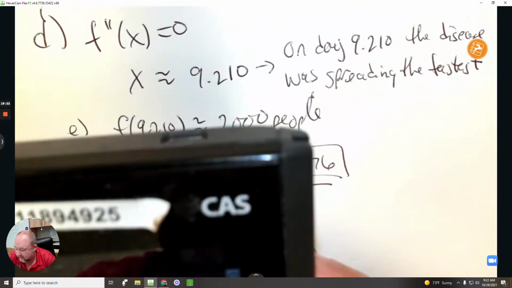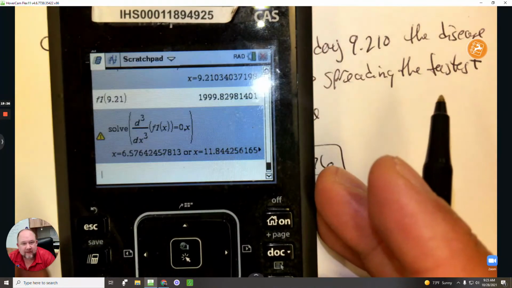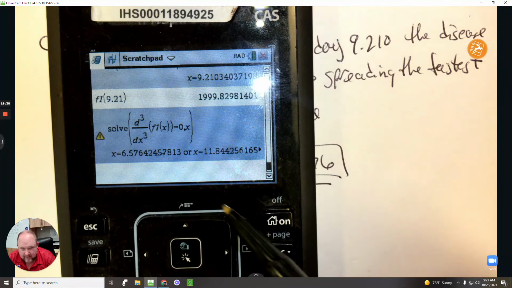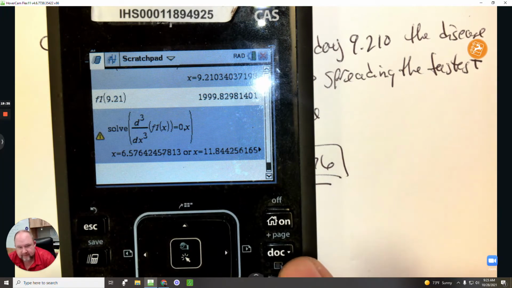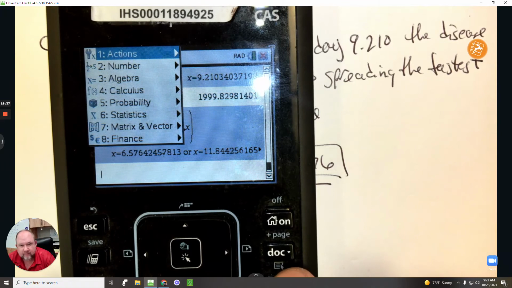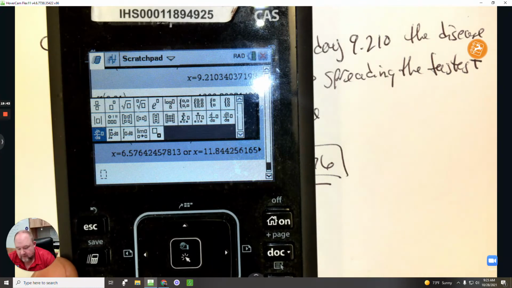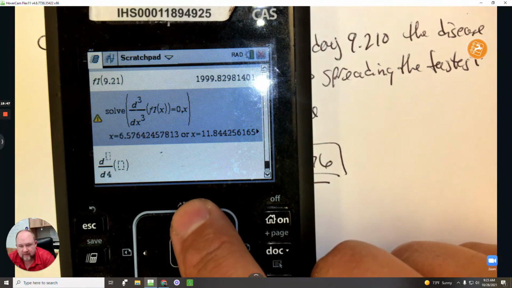Notice we have another answer, which is 11 point something. So we need to make sure we understand if that value is a maximum or a minimum. Believe it or not, let's see if this works. If I go here again, if I do the fourth derivative, oops.